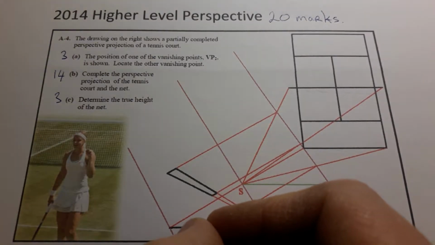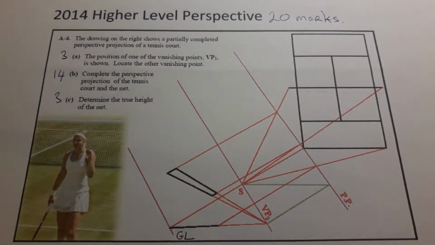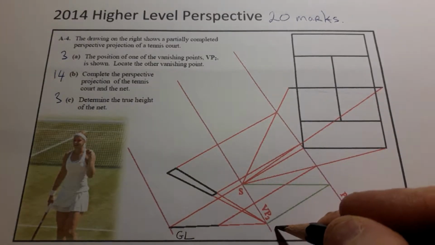So I'm going to write in GL there. GL, that's the ground line. And the line here is our horizon line. So HL there, like that.